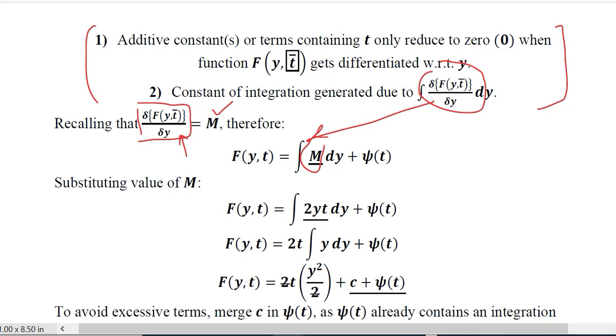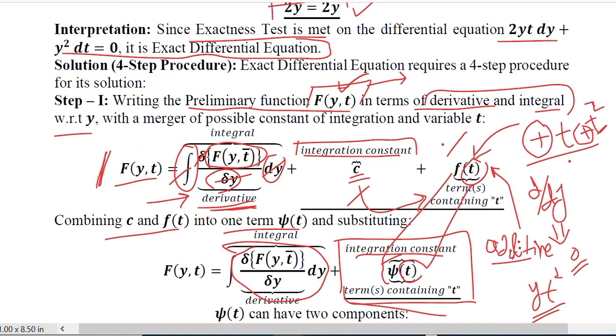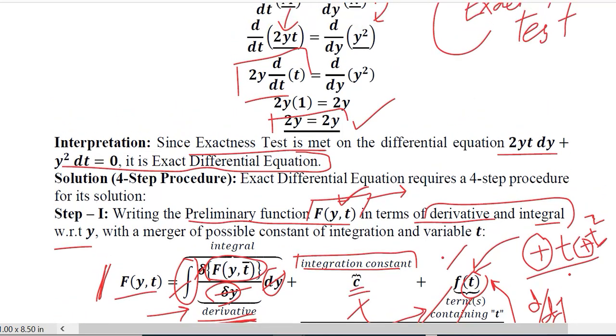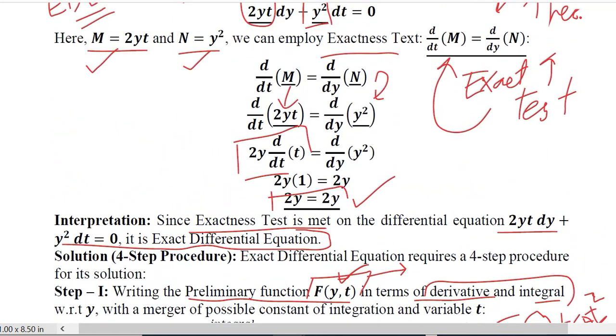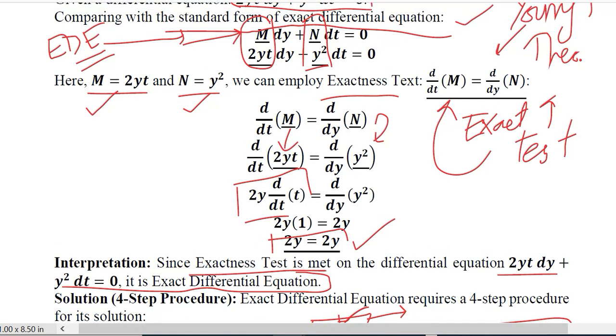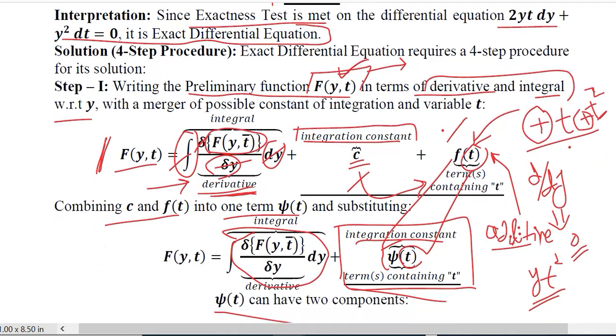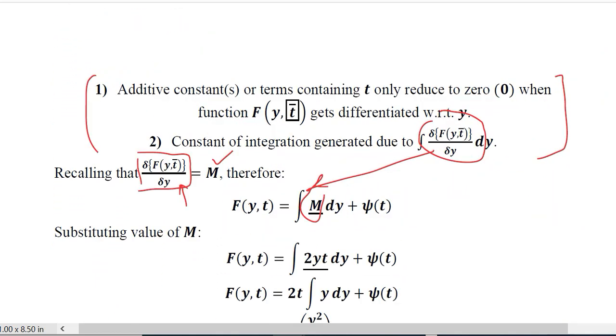Now we have the value of m from the given equation. We need to recall that in the last lecture, or the same part of the same video, the value of m was extracted, it was 2yt, and the value of n was y square. So I am going to use the same values by comparing with the standard form of an exact differential equation.